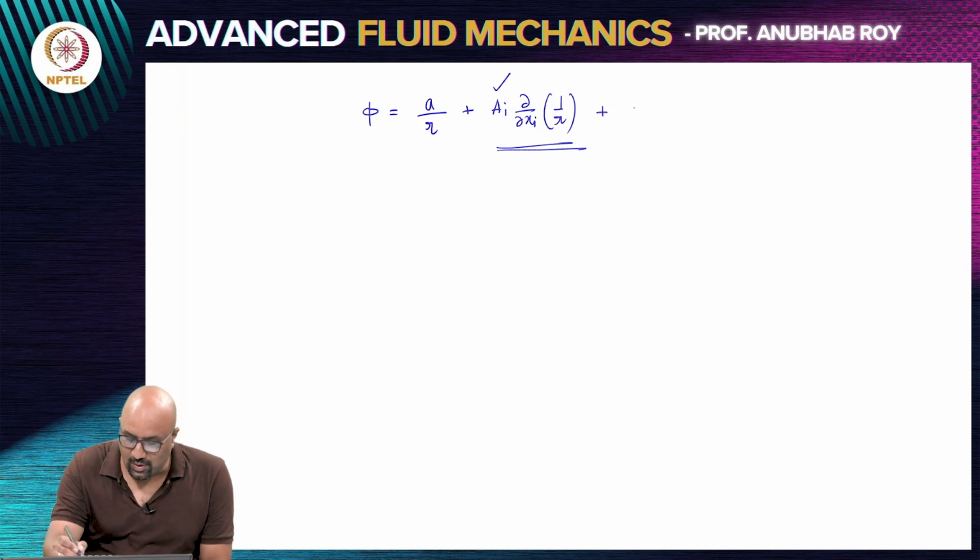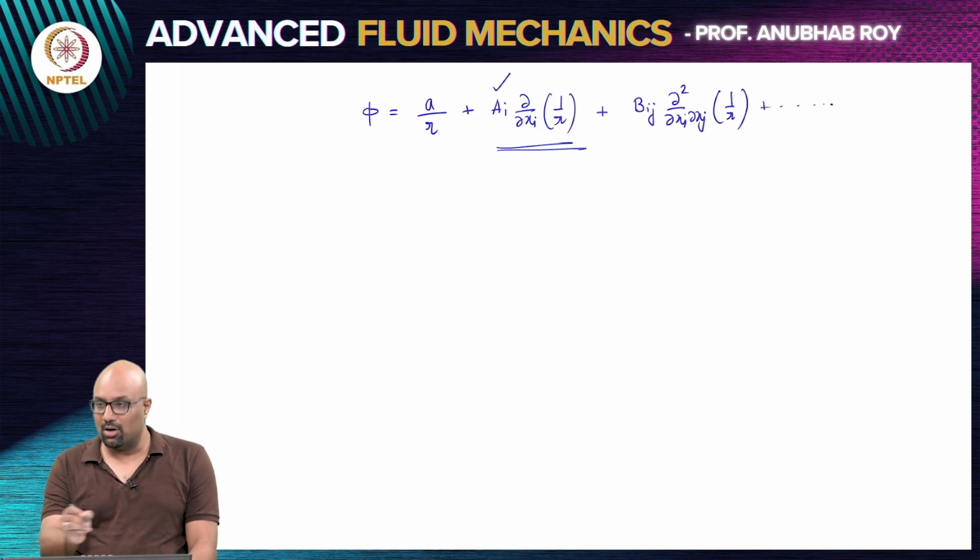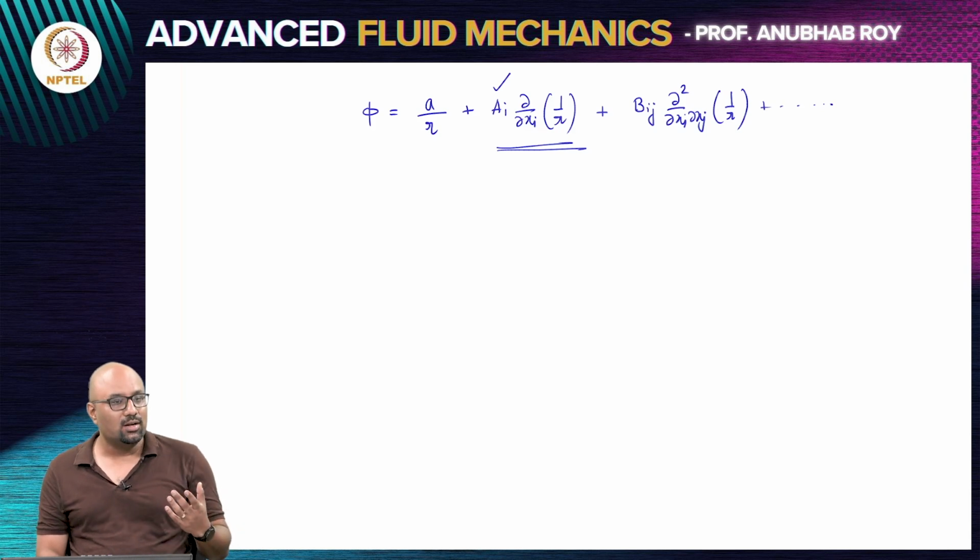If you do the next one, it would be bij dou xi dou square dou xj of 1 over r, and this is how the series moves. Do not worry, I am not going to write down all the terms, we are just trying to see how we build solutions without actually trying to solve the problem exactly for a particular problem. We are not going to solve this for a specific geometry, we are trying to keep it as general as possible, and you will get some very useful insight out of this.